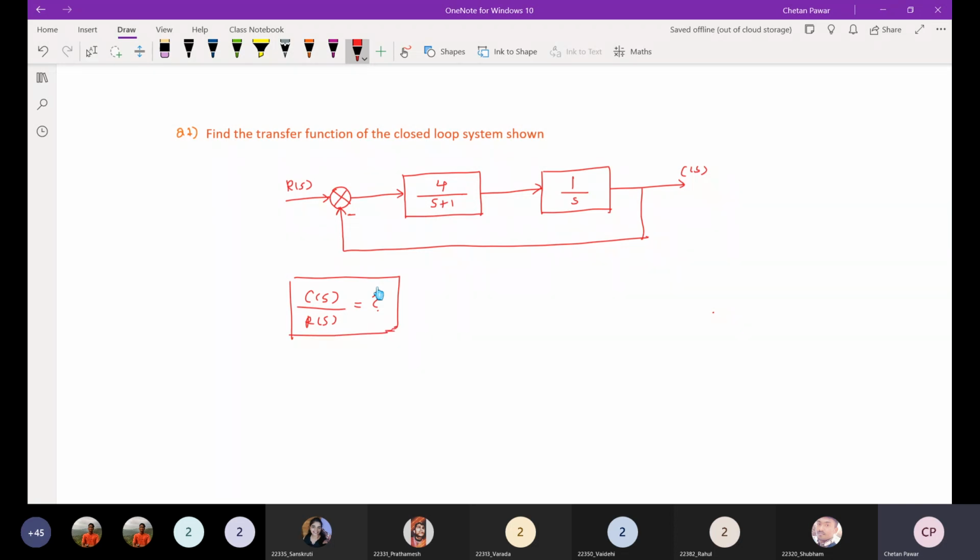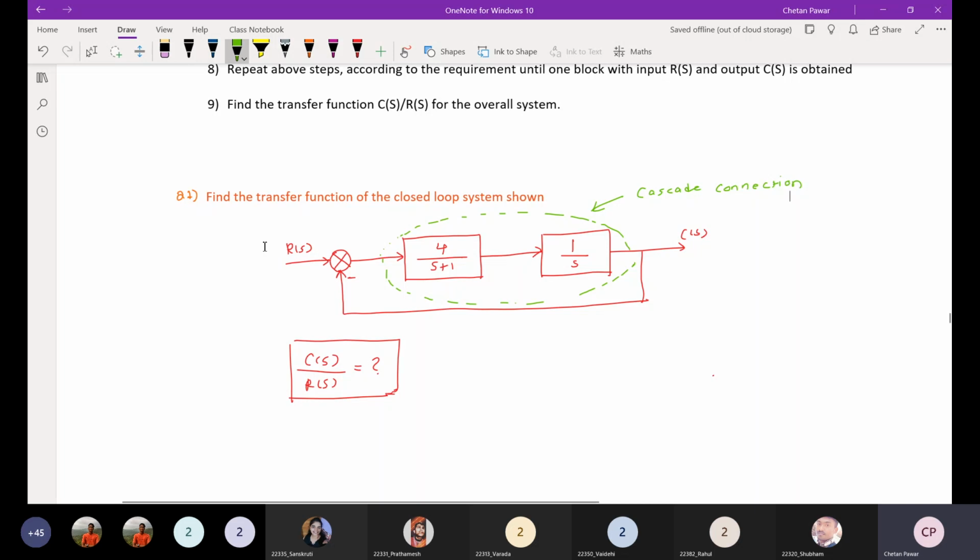Now here, if you see, this is a simple closed loop system. In the forward path there are two blocks, and those two blocks are in cascade, having their gains in the S domain. So this is a cascade connection. According to the rule, when there is a cascade connection, we just multiply those two gains, so that the single block gain will be equal to the multiplication of those individual block gains.